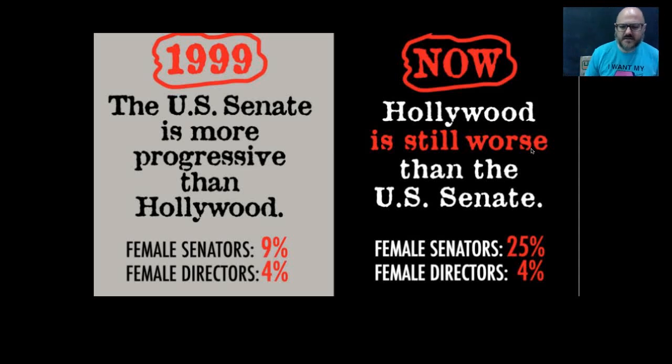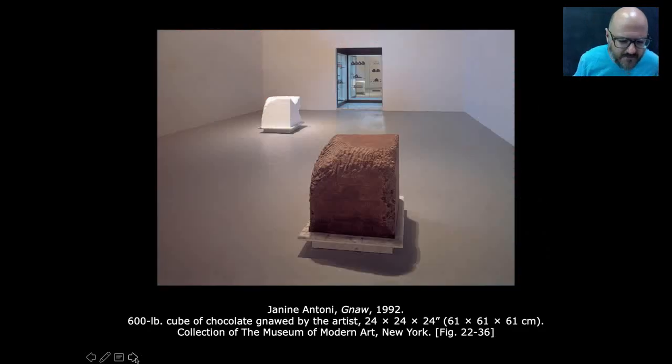If you think about the Oscars, it's still worse than the U.S. Senate. Now, this was in 2018, there were 25 female senators out of 100, but still only 4% female directors. Same issue with architecture, right? There's very few. Zaha Hadid is a great female architect, but in a small class. It's mostly male. Another feminist artist, Janine Antoni.